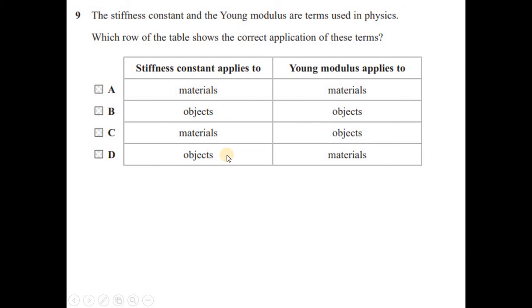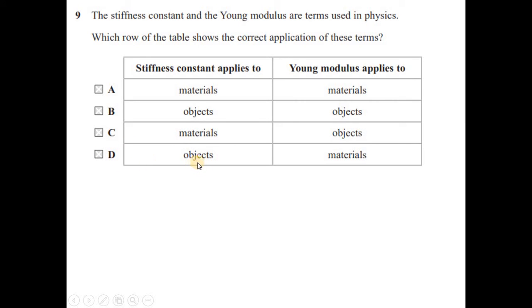Question number 9. The stiffness constant and the Young modulus are terms used in physics. Which row of the table shows the correct application of these terms? A stiffness constant applies to, and Young modulus applies to. So material, object and object. Okay, so your option is D.